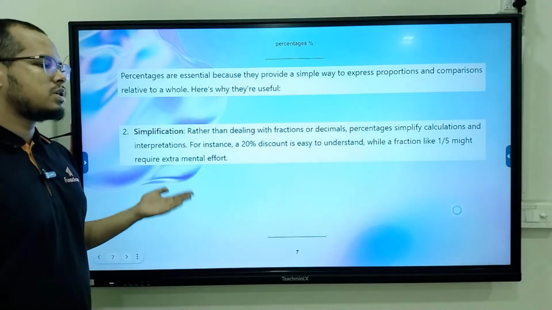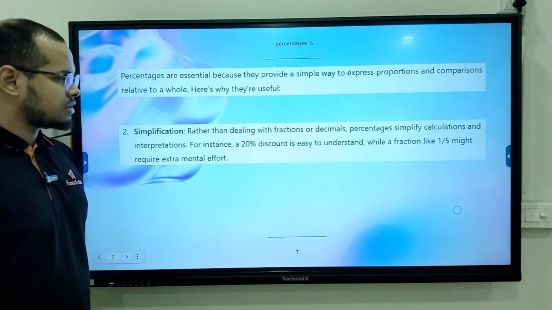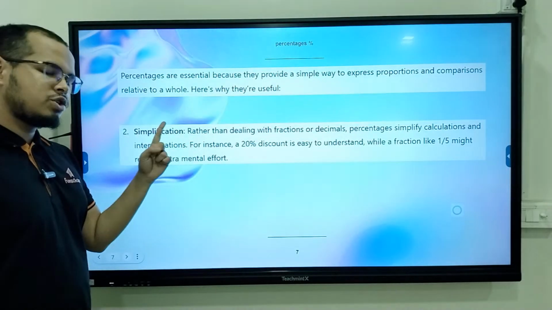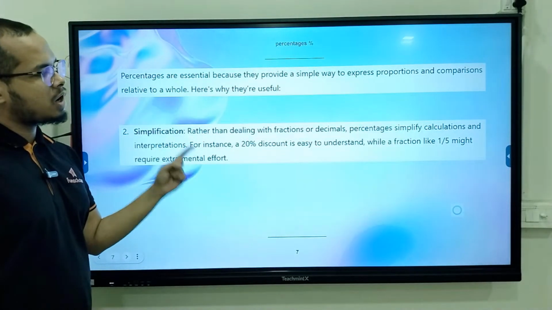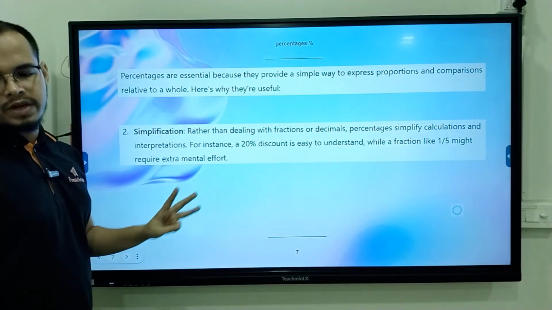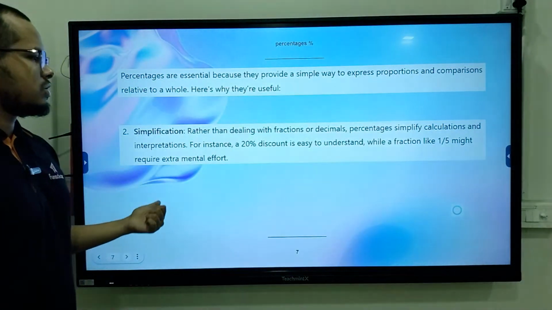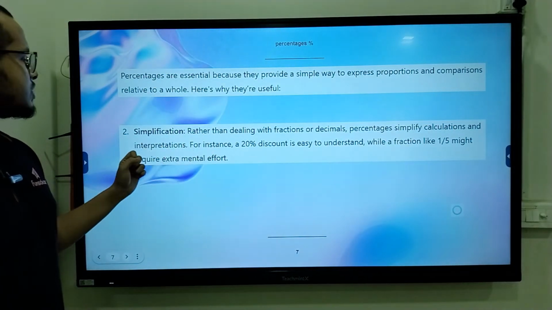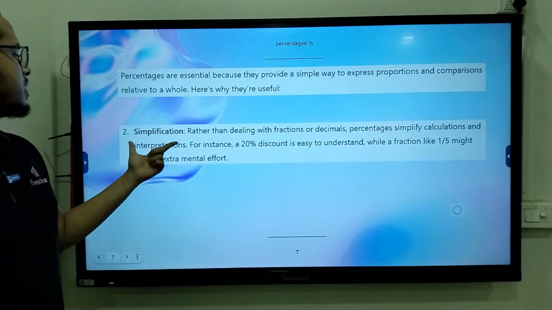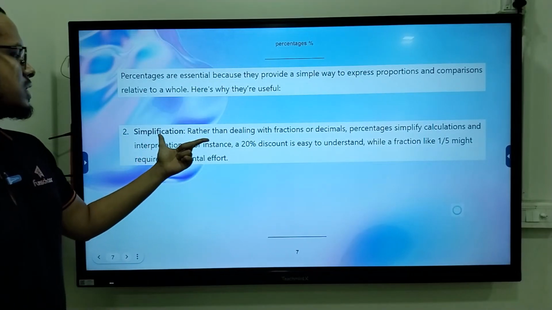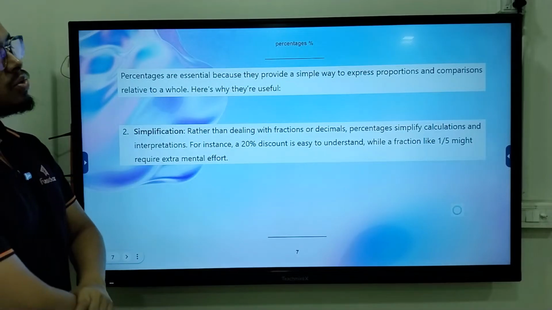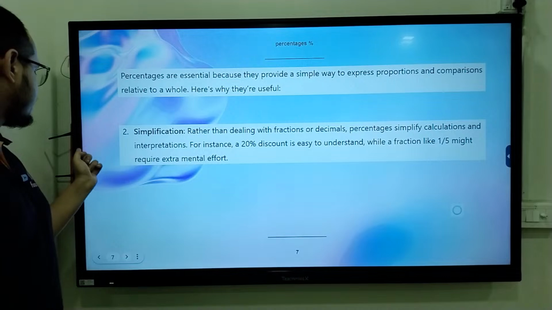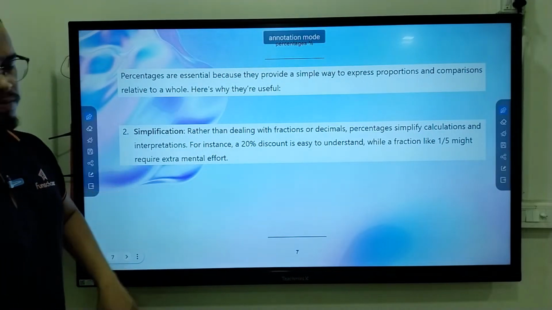Okay, so percentage is the backbone of all of these arithmetic chapters, and the backbone of percentages is nothing but ratio. So ratio first we have to understand deeply, after that percentages, after that the rest of the arithmetic. Rather than dealing with fractions or decimals, percentages let us simply calculate and interpret. For example, a 20% discount is easy to understand, while a fraction 1 by 5 might require extra mental effort. Let me do this with an example.